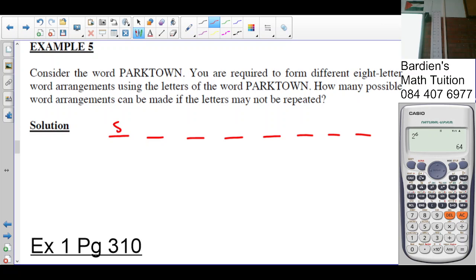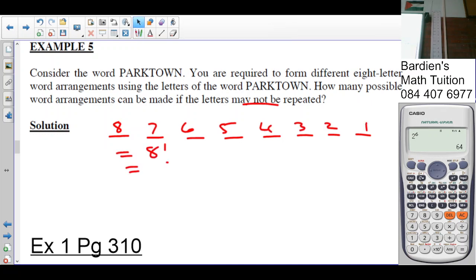So there's 8 options. Since 1 is used, letters may not be repeated. 7, 6, 5, 4, 3, 2, 1. Which is simply 8 factorial. So it's 40,000.